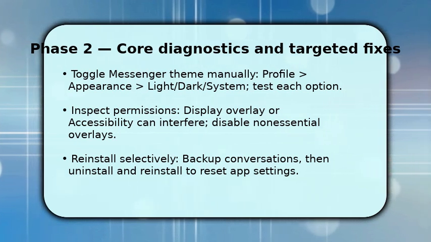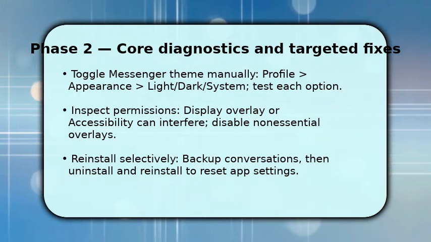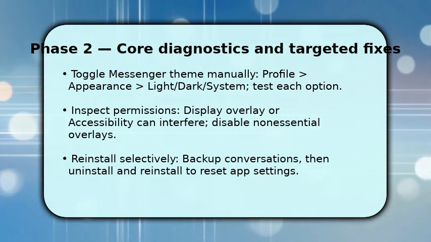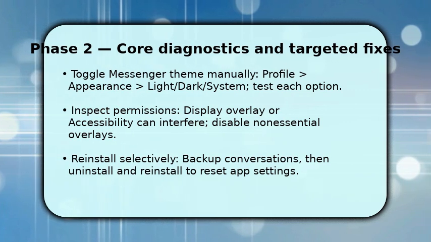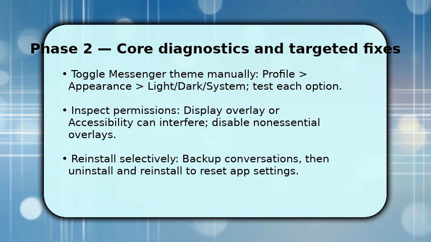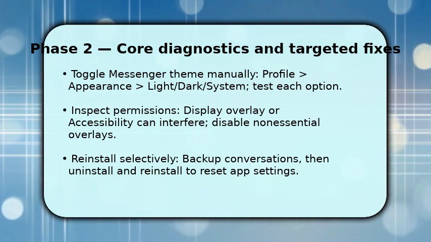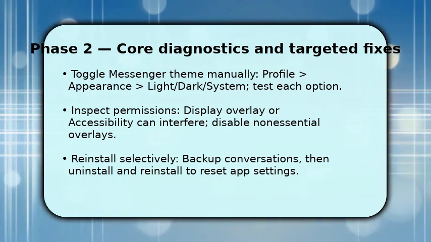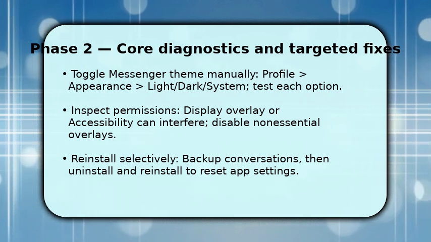Then inspect interfering permissions. Apps that draw overlays or certain accessibility services can block theme rendering, so disable them temporarily and retest. If toggles still fail, back up necessary conversation data and reinstall Messenger to reset corrupted settings. After reinstallation, finish by validating the fix across scenarios so the issue won't recur.